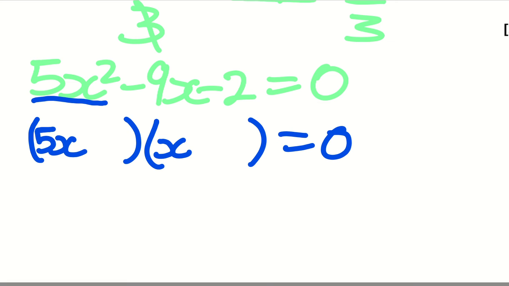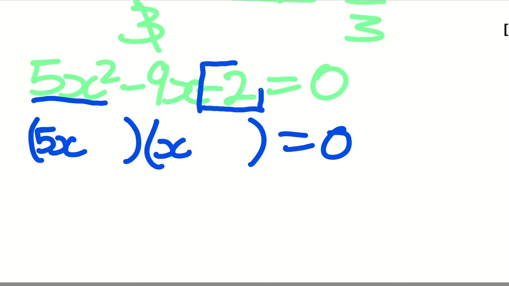But the factors, we know that if we say 5x times x, it will just take us back to 5x squared. Ne? So we're just writing the factors, putting them in different brackets, but when we multiply them out, it will just go back to the same 5x squared. You understand?